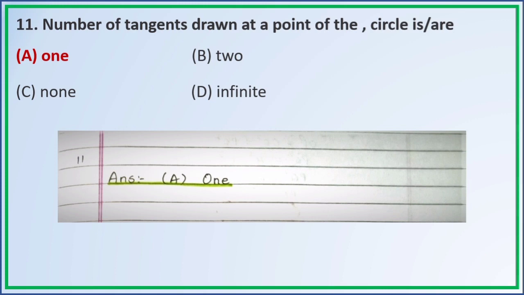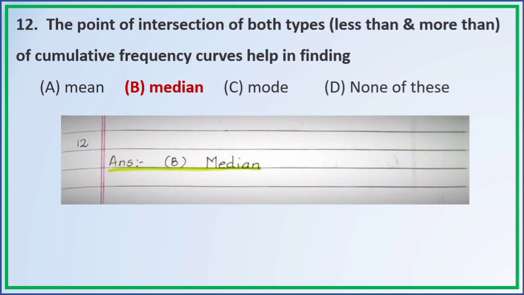Students, infinitely many tangents can be drawn to a circle, but only one tangent can be drawn to a circle at a point. From an external point, only two tangents can be drawn.